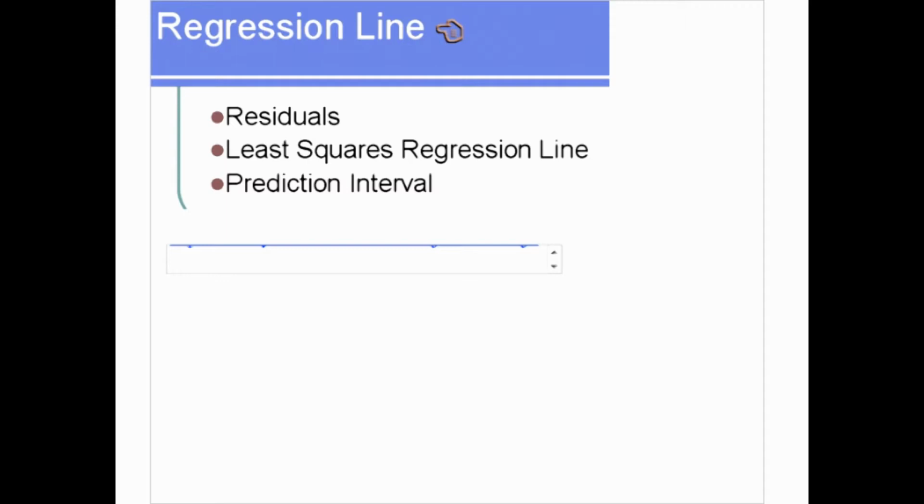First, we'll look at what's called residuals, and that'll help us on finding the perfect line, the least squares regression line. So least squares regression line. And then we'll have a prediction interval, which is a little like the confidence interval.